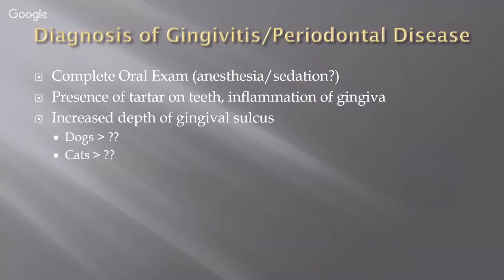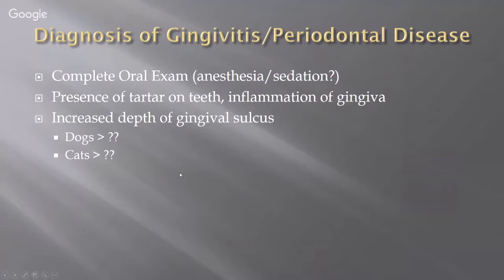Diagnosis of gingivitis and periodontal disease requires a complete oral exam. And in some cases, we need to anesthetize or sedate an animal to do that. Because if we're going to be probing the depth of the gingival sulcus, that's a little painful. And we need to be sure that we can do that without getting bit. So if we're seeing presence of tartar on the teeth or inflammation of the gingiva, we need to do this complete oral exam, put them under anesthesia, really test those depths and make sure we're getting a good picture of what's going on.